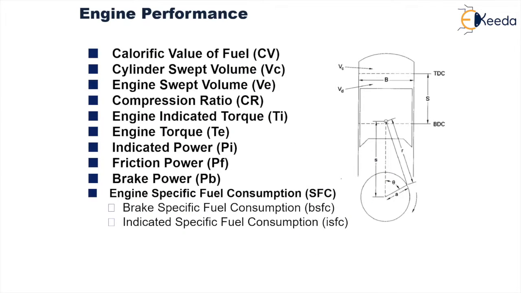The very first one is the fuel used and its calorific value, which is nothing but the total amount of heat liberated by the consumption of a unit mass of a fuel. Then the swept volume of the cylinder, which is also called the stroke volume, the total distance covered by the piston while moving between top dead center and the bottom dead center. Then the engine swept volume is also there. Then you have the compression ratio, the volume enclosed between the top of the piston and the cylinder head when the piston is at top dead center.